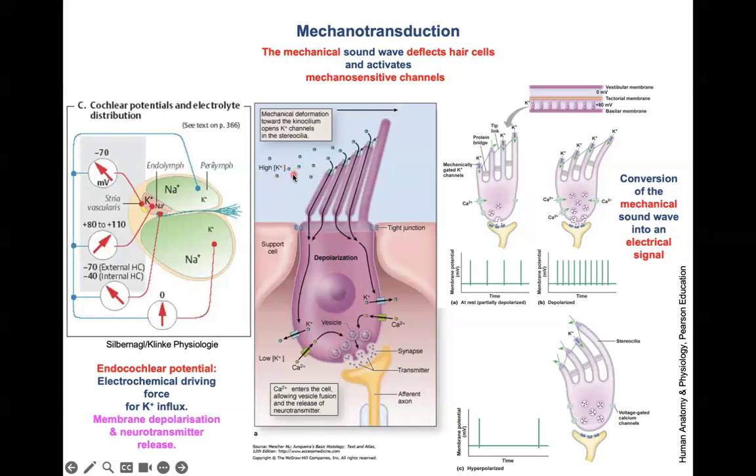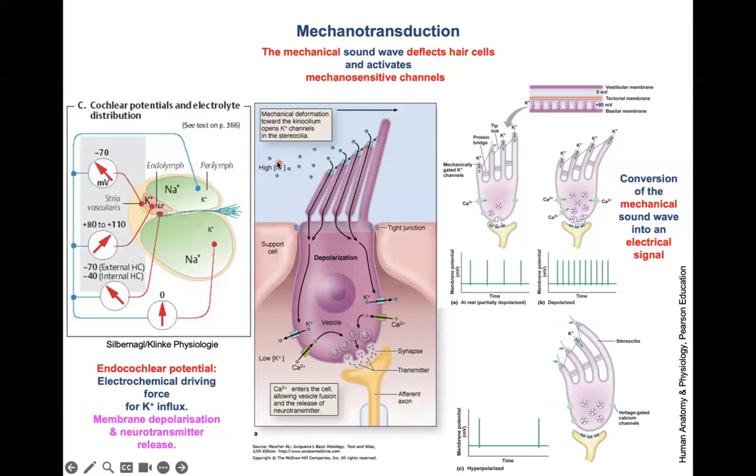Potassium concentration in the endolymph is very high. It is slightly higher than the concentration of potassium inside the inner hair cell. So there's a slight chemical force driving potassium ions into the inner cells. However, there's a much higher electrical force driving potassium into the cell. So we have a force driving potassium ions into the inner cells. The question is, how do potassium ions go into the cell? They go into the cell through these channels, which we see here. These are mechanosensitive potassium channels.